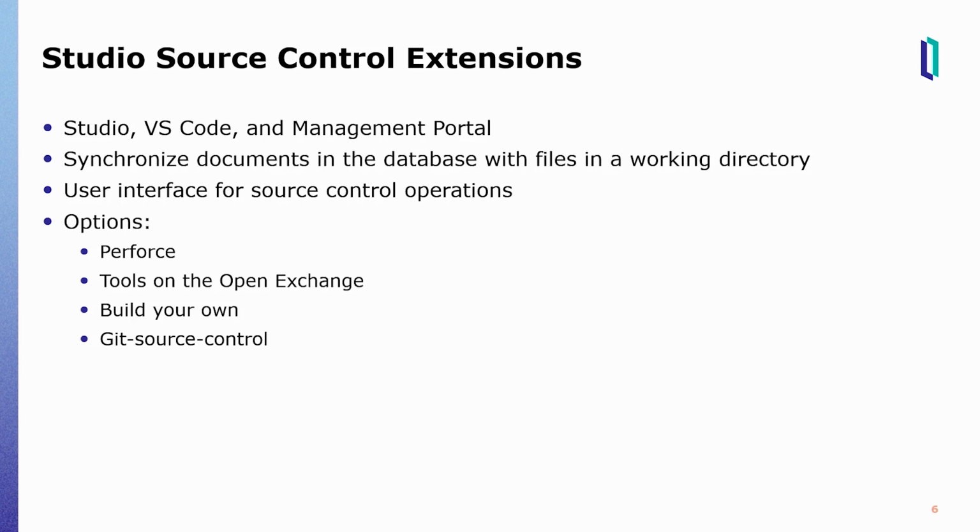Where do you get one of these Studio source control extensions? So if you're using Perforce for source control, we have one of them built into the product, so you could use that. If you're using something else, there are a number of extensions that people have. You can get them on the Open Exchange or buy them from a vendor. A third option is you can build your own. This is kind of a heavy lift, but we have it pretty well documented. So you can build one that fits the needs of your organization. And then a fourth one is the one I'm going to focus on today, which is Git Source Control.